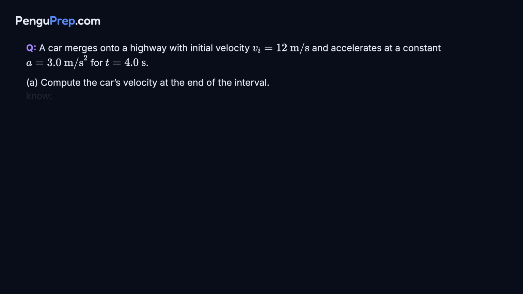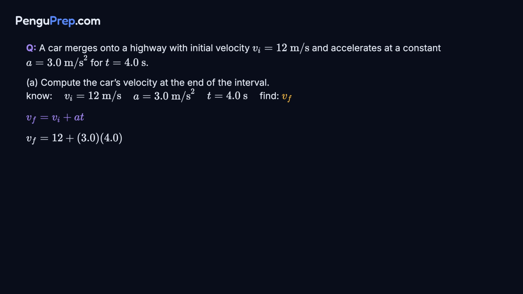For the first problem, we know the initial velocity, acceleration, and time, and we want to know the final velocity. The equation that has all these 4 variables is vf equals vi plus at. Plugging in all the known variables and doing the algebra, we get that the final velocity is 24 meters per second.